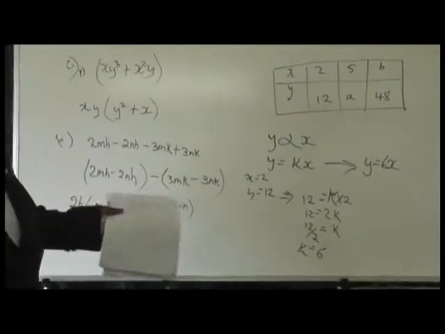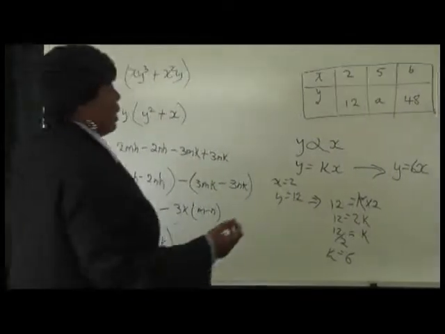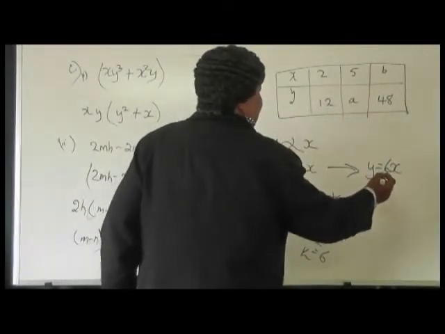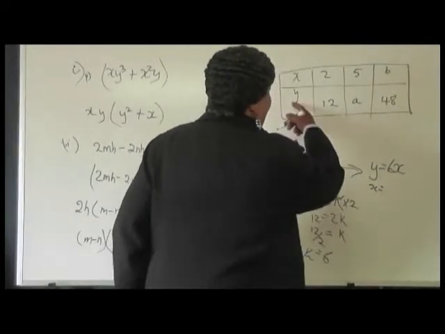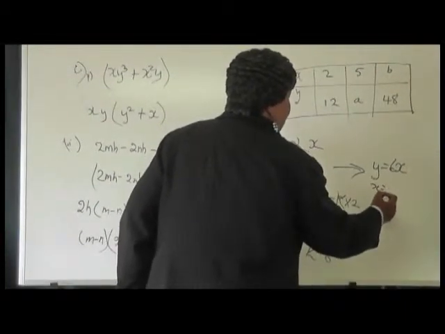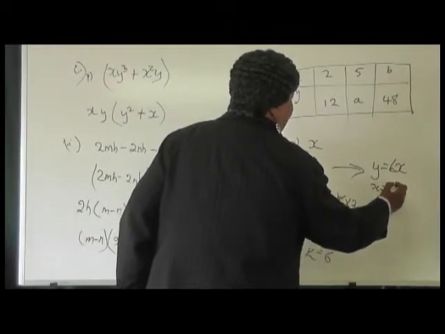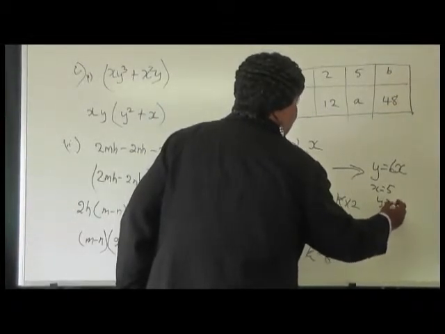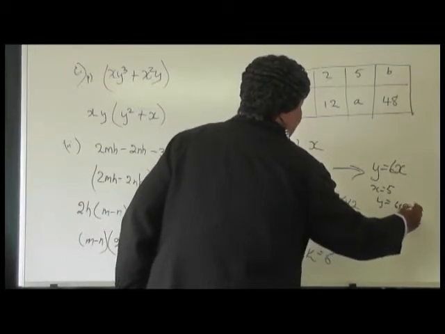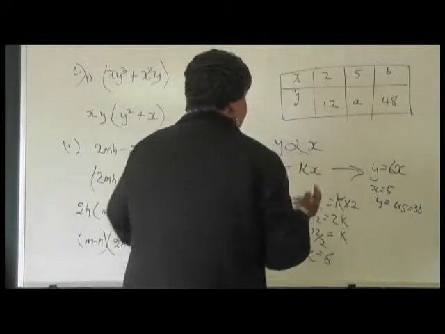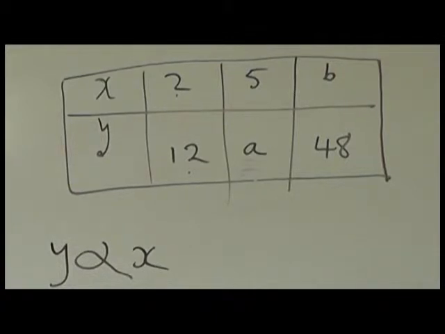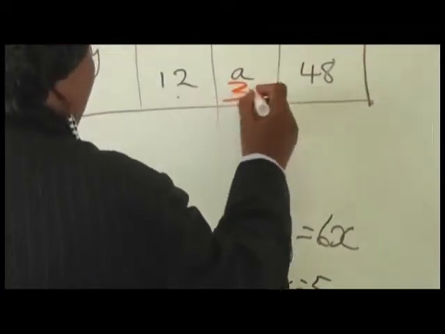Alright, now it's just easy, isn't it? So when x is equal to 5, y, which is a, y would be equal to 6 times 5, which is just equal to 30. So that is our value for a right here. The only hard thing here was to get the equation. So this is now equal to 30.